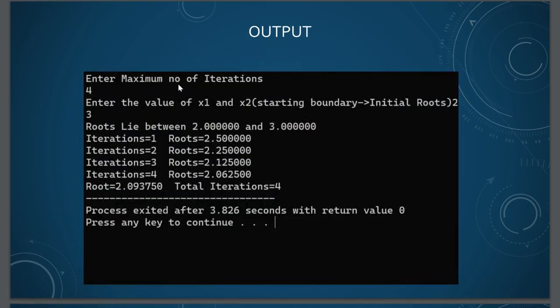Suppose we give the maximum number of iterations as 4, and the user also inputs x1 and x2 as 2 and 3. Then the code will run and show the iterations 1, 2, 3, 4, and all those respective roots, and the final number of iterations, 4, and the root are also shown.